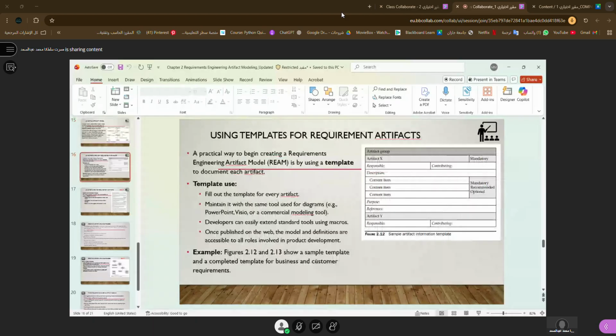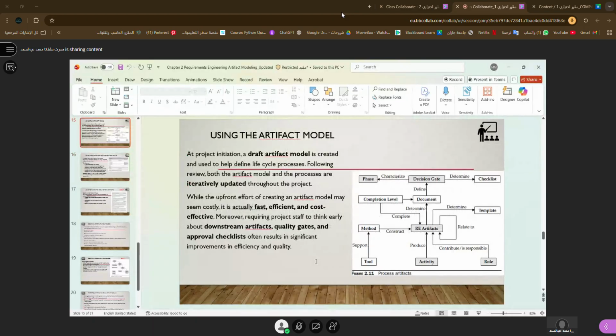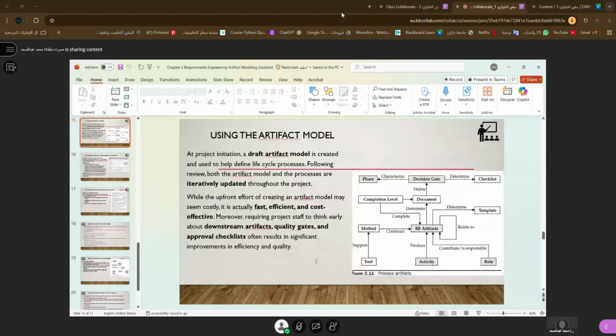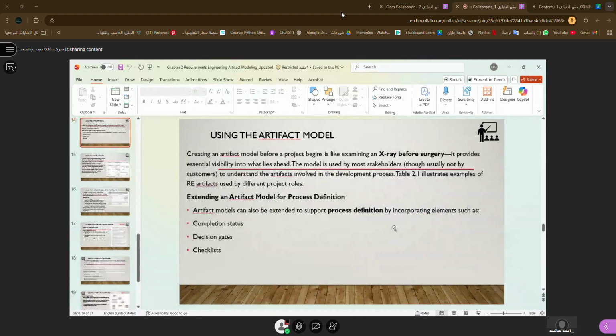See, we can use either artifacts for requirements engineering or templates. This is the template, this is for the artifacts. There is a major difference here. In the exam, if the question is like illustrate or draw the example of requirements engineering artifact model used by different project roles with the help of a diagram, means you have to draw this. Here, this is what is the question for table 2.1.